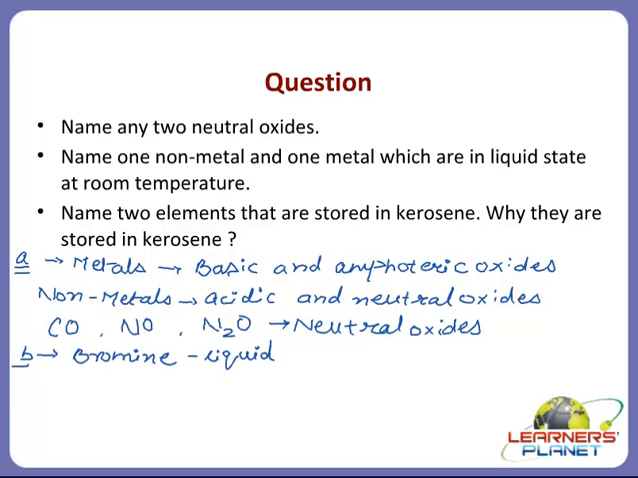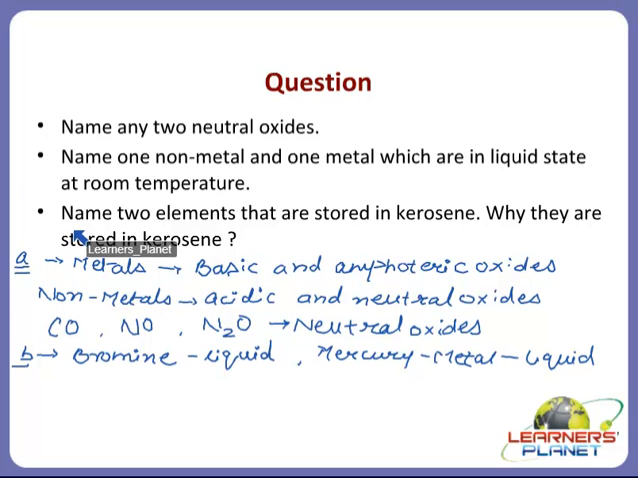And one metal which is in liquid state. Tell me any metal which is in liquid state. The only metal which is in liquid state is mercury. So, mercury is a metal which is in liquid state. So, what would be the answer of our question? The non-metal which is in liquid state is bromine, and a metal which is in liquid state is mercury.